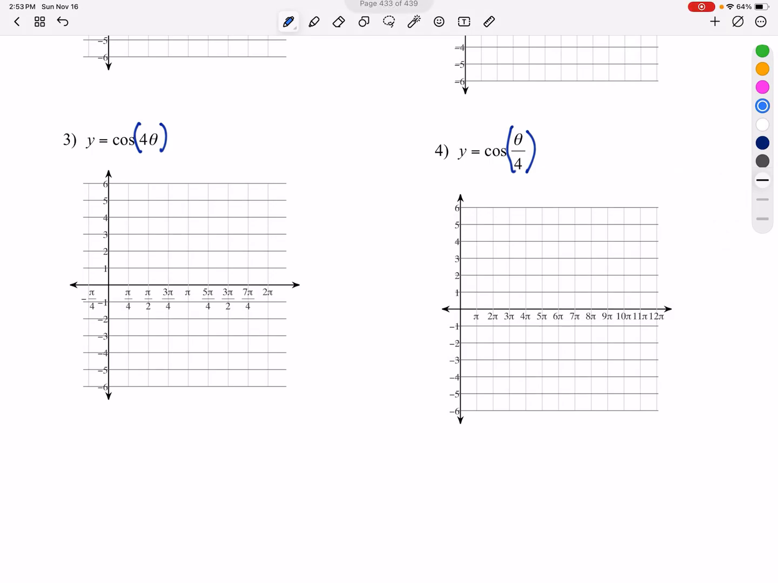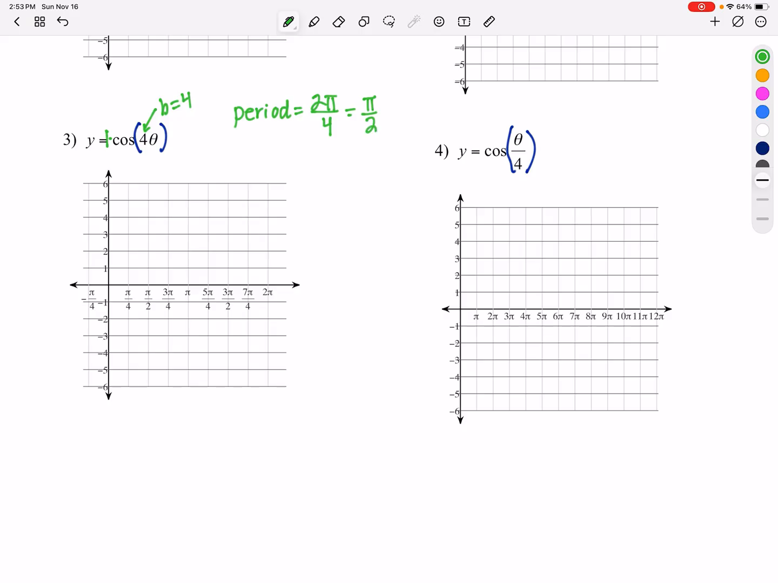Okay, here we are in the next video. We have y equals the cosine of 4 theta. Again, we have an amplitude of 1, but this time we have a b value of 4. So we'll have to figure out that the period is 2 pi divided by that b value. So that's going to be 2 pi divided by 4, which is pi over 2.